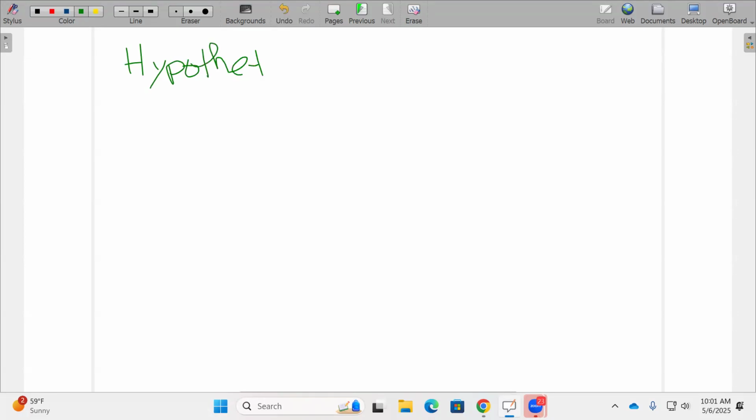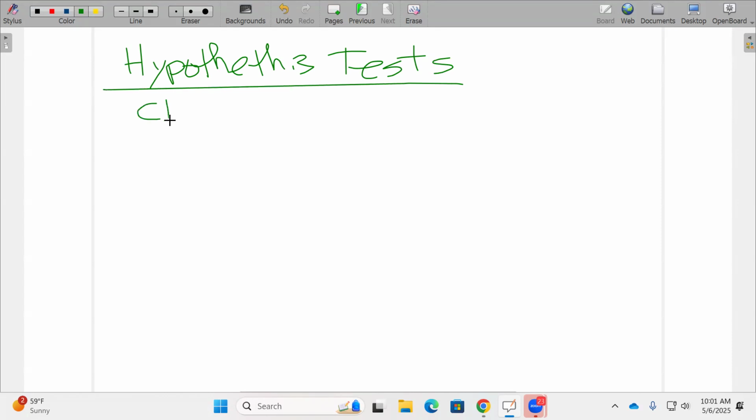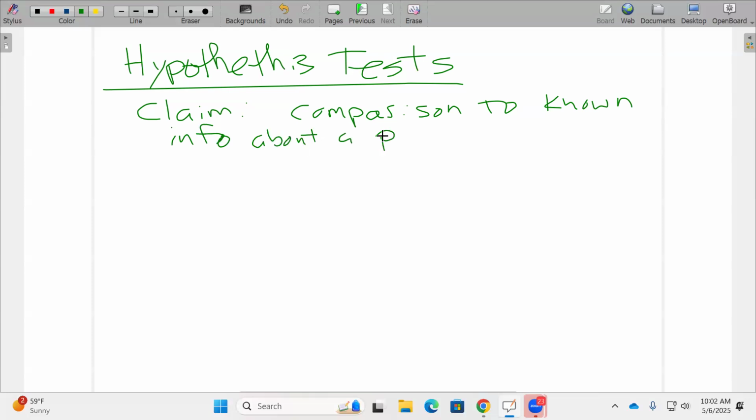Hypothesis tests. So usually you have some kind of claim. And the claim is often a comparison to some known information about a population. That claim leads to a hypothesis.